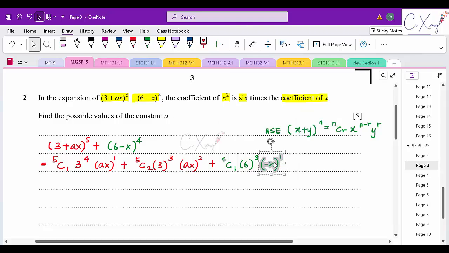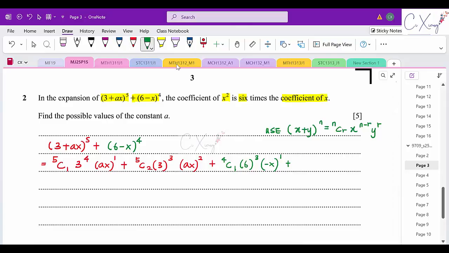So now we are looking for the x squared. How can I get the x squared term in this second bracket here? It should be 4c2, then 6 power 2, negative x power 2. So just like what I showed you just now, you try trial and error a bit to get the term for the x squared. Okay, so after I successfully get all the terms for x power 1 and x power 2 for both brackets, let us try to simplify it now.